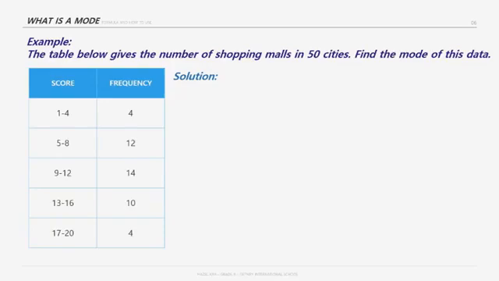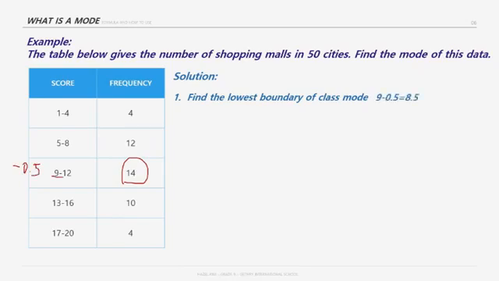Here's the example. The table below gives the number of shopping malls in 50 cities. Find the mode of this data. First, find the lowest boundary of the class mode. To do this, find the class with the highest frequency and just subtract 0.5 from the lowest boundary of the class. Then you will get 8.5.